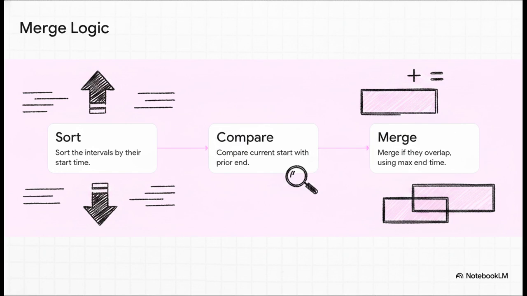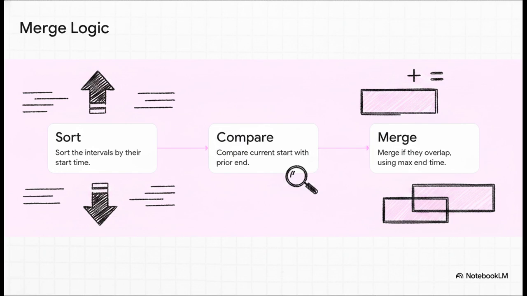Step 3, merge if they overlap, taking the max end time. Sorting is absolutely the magic bullet here. By organizing everything chronologically right off the bat, you ensure that you only ever have to look backward one single step, rather than constantly scanning the entire list for overlaps.